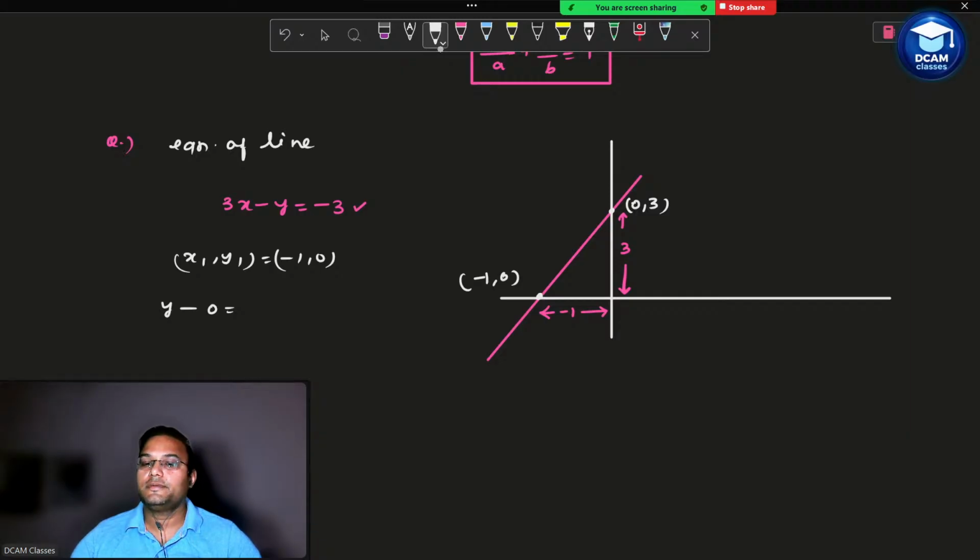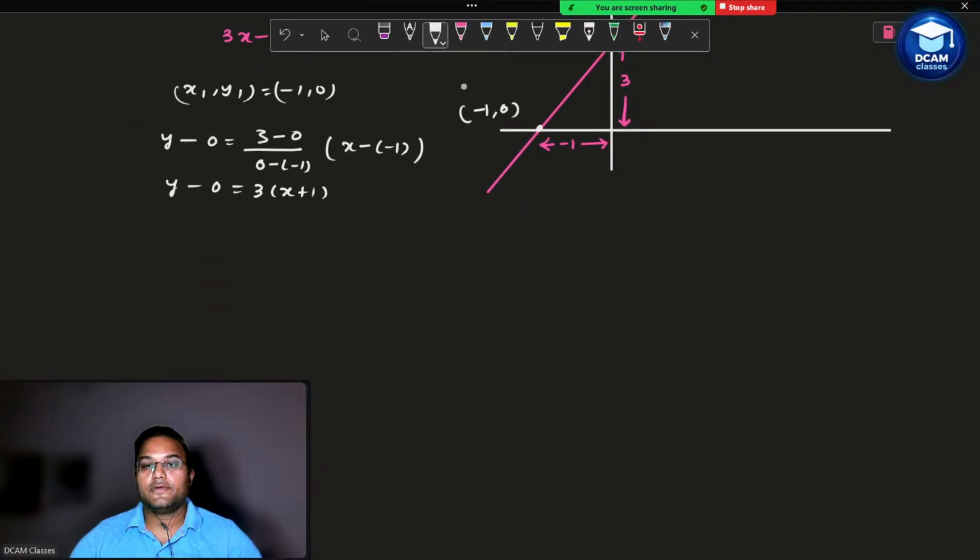What's the slope you have got? Slope was 3, sir. Very good. It was 3 minus 0 by 0 minus of minus 1, which will be plus 1. Very good. Y minus 0 is equal to 3 into x plus 1. Correct. Very good. This only I want you to study. 3x plus 3. So you've got the answer as 3x minus y is equal to minus 3.